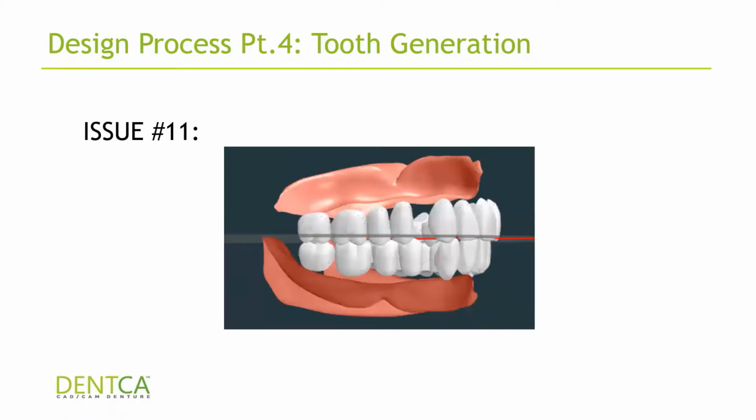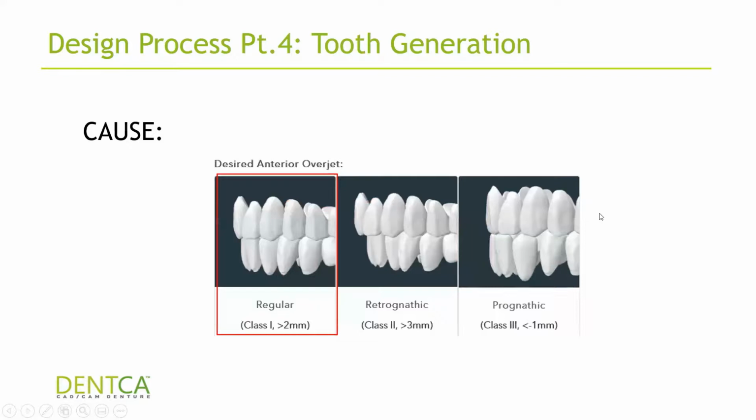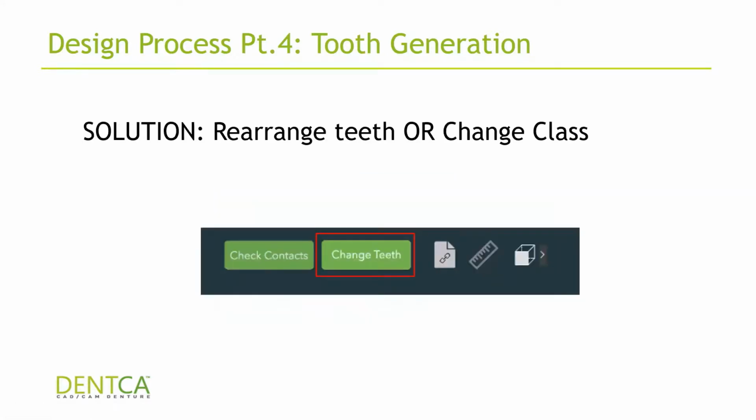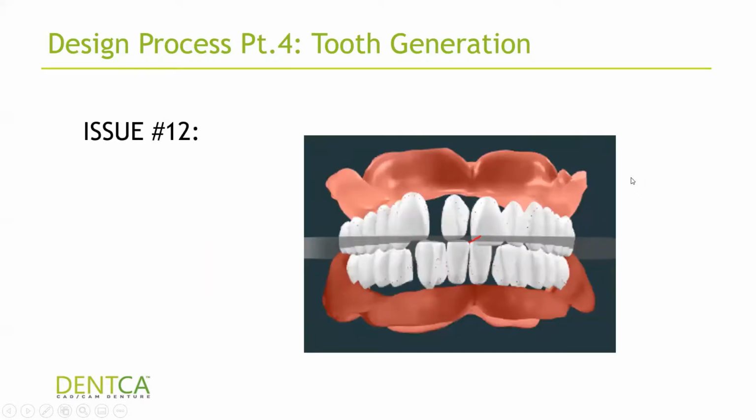Okay, and then something else that you could have is the issue, as you can see here on number 11, where you get a gap between the posterior teeth and the anterior teeth. We already kind of covered this, but it essentially is caused by choosing a class 1 when something should be a class 2 or class 3. So one way to overcome it is to go to the change teeth on the teeth section, select a different type of occlusion and regenerate the teeth, and that should fix everything. Or you can move the teeth if you want, whatever is simpler for you.